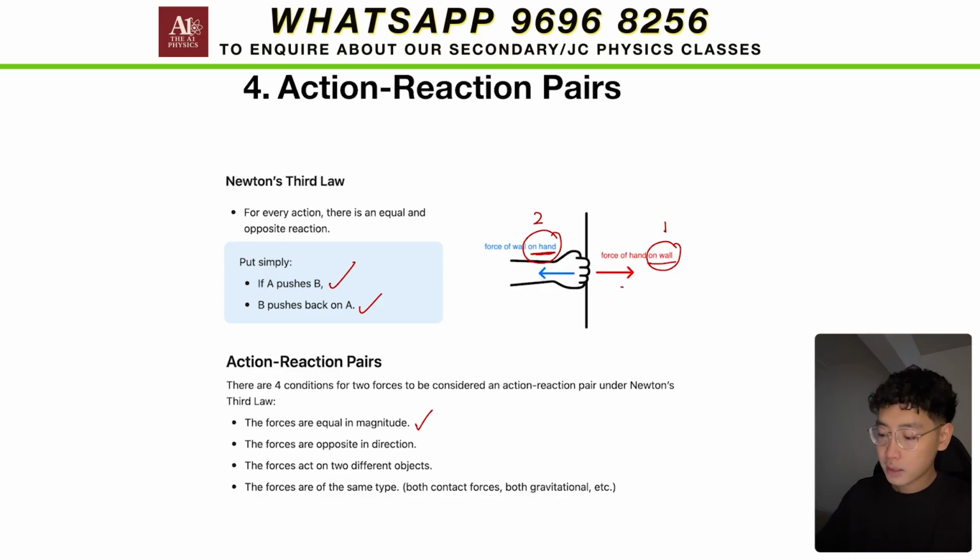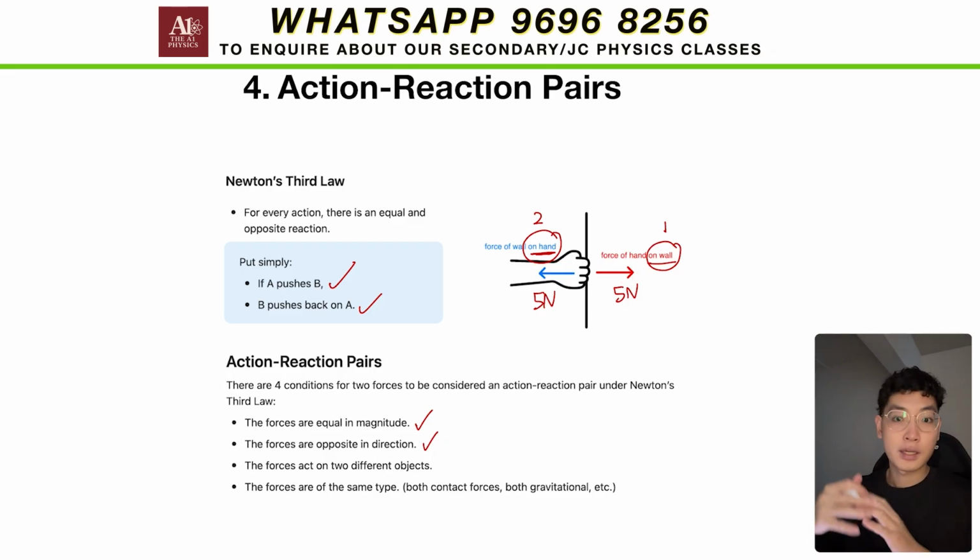So if this one is 5 newtons, it means that this one must also be 5 newtons. Right, the second one is they are in opposite directions. One is to the right and one is to the left, right? Other cases can be upwards and downwards. They must be in opposite directions.